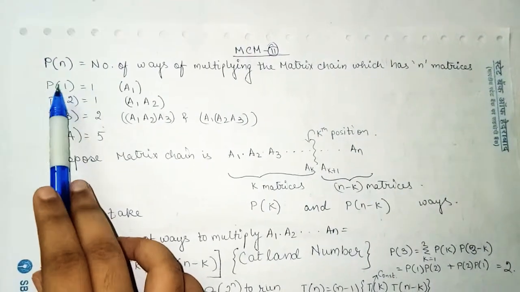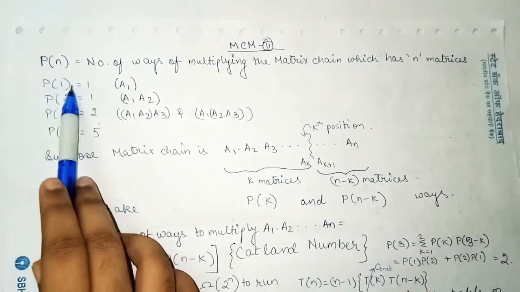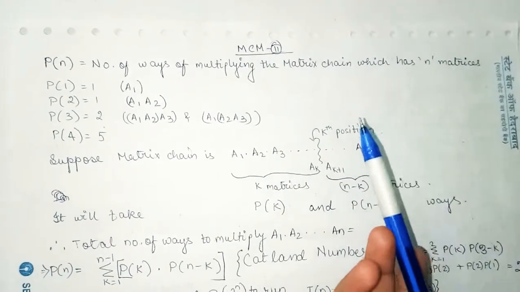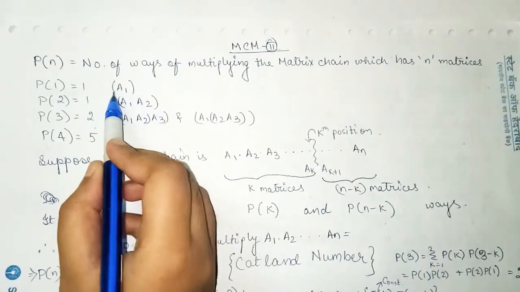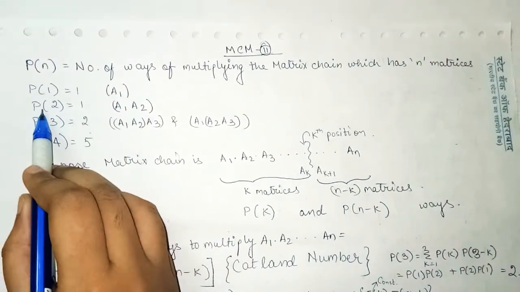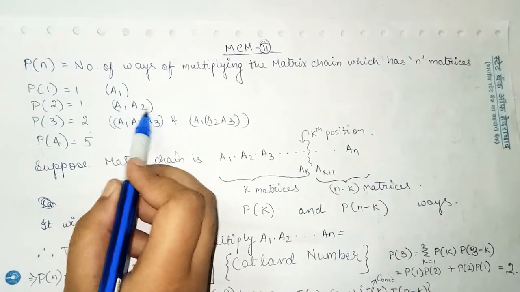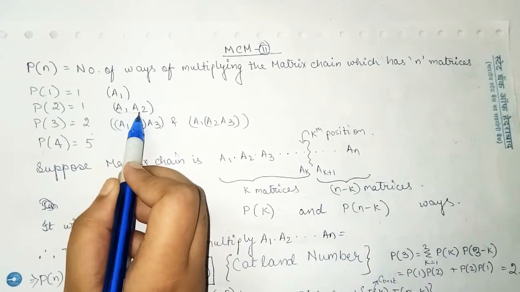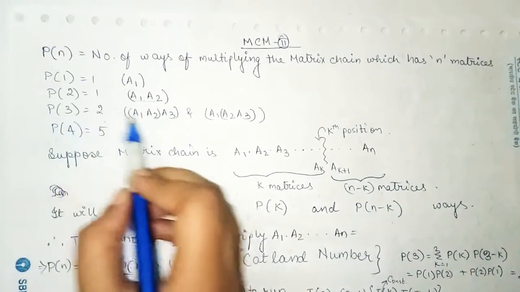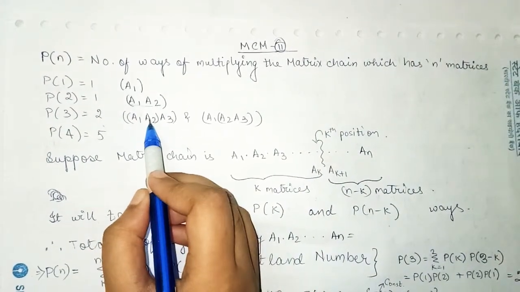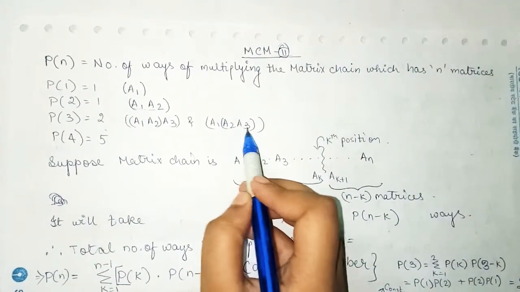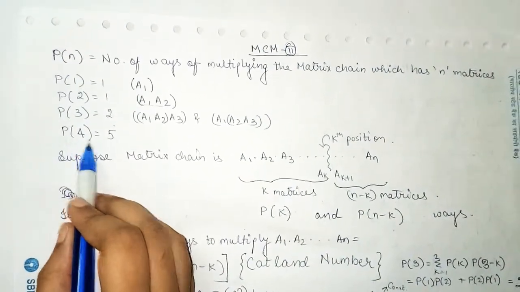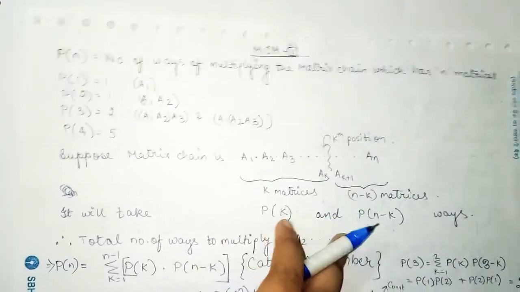So P(1) means we have only one matrix, and P(1) means the number of ways in which we can multiply one matrix. We have only one way, so P(1) is 1. For two matrices, P(2), we have only one method of multiplying, that is A1 then A2. And if we have three matrices we can multiply as A1 A2 first and then with A3, or A2 A3 first and then with A1, that is 2. And then P(4) is 5, we have seen earlier in the previous video.